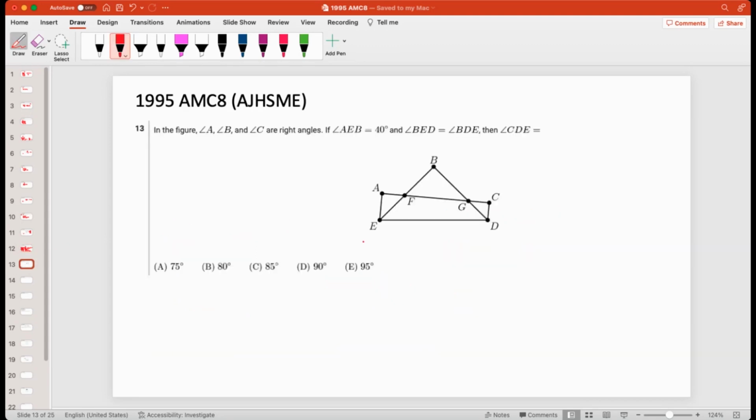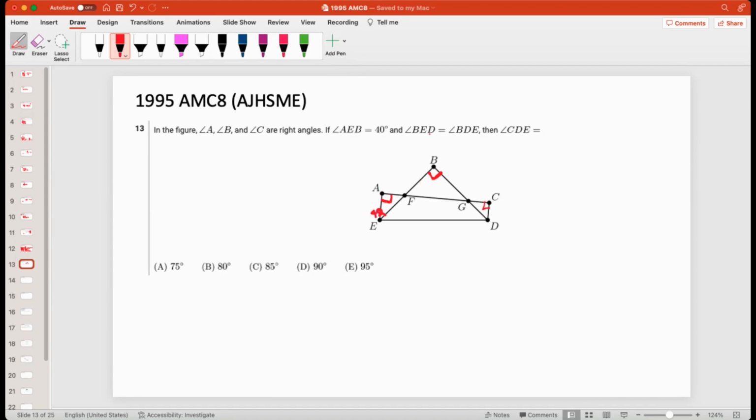Question number 13. In the figure, angles A, B, and C are right angles. So let's mark them. This is a right angle, this is a right angle, and this is also a right angle, ABC. AEB is 40. So AEB, this is 40. Correct? So this is 40.